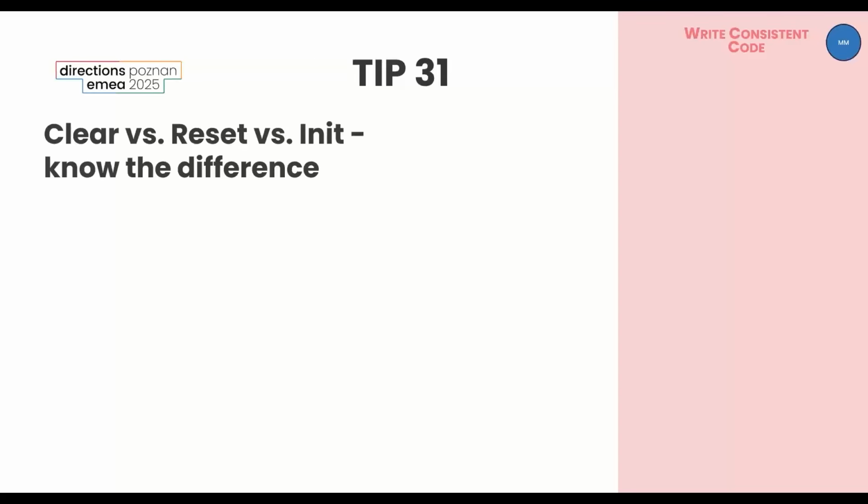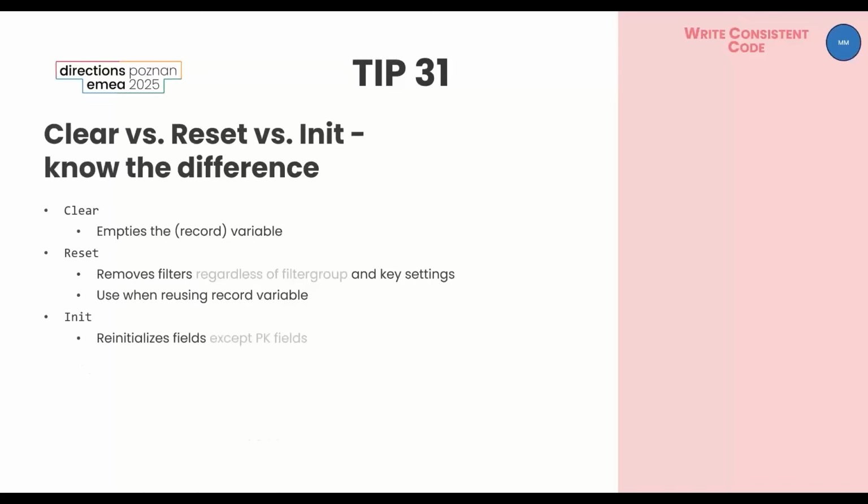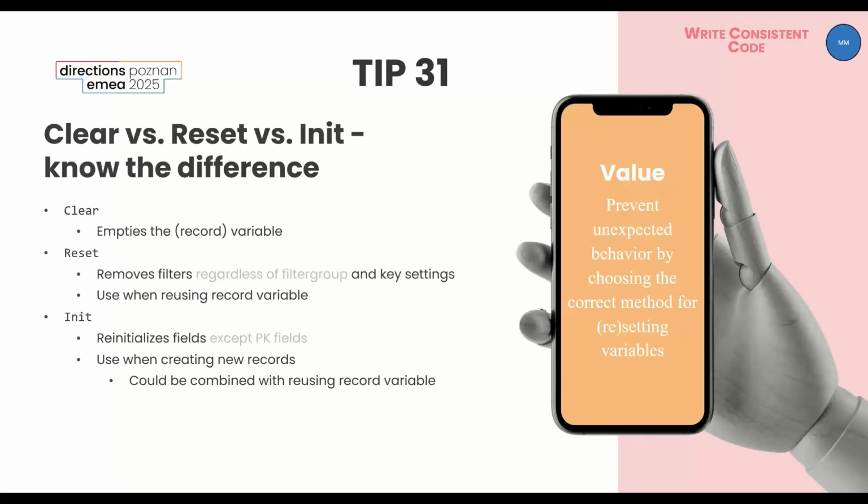Tip 31 is about clear versus reset versus init. Basically, just knowing the difference when you are initializing or clearing variables. The idea is that you should use clear when you want to empty the variable itself. Reset is when you also want to remove filters regardless of filter group and key settings. And also when you are reusing the record variable, then just use reset.